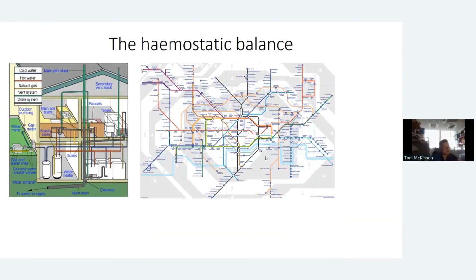So just to begin, it seems like quite a strange slide to start a presentation with. On the left-hand side, you've got a picture of a normal home water drainage system. On the right-hand side, you've got a picture of the London Tube network. But actually, in many ways, both these images are very similar to this, which is the human vascular system.